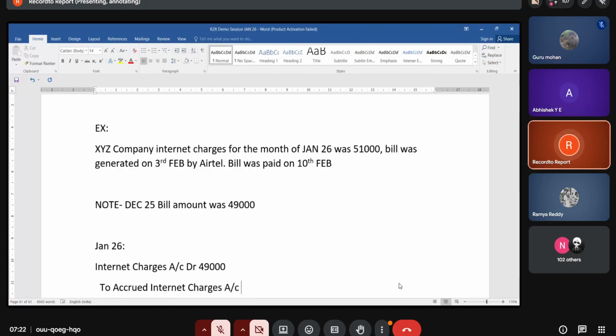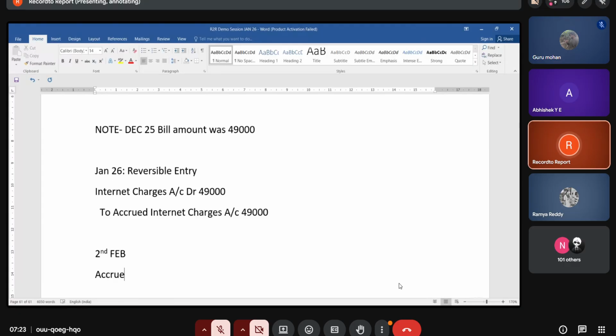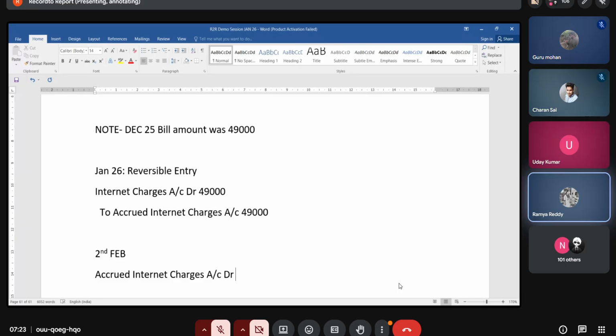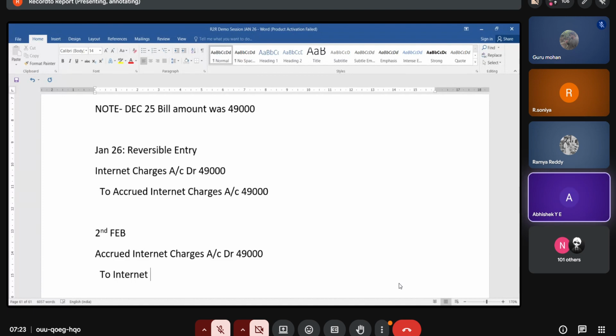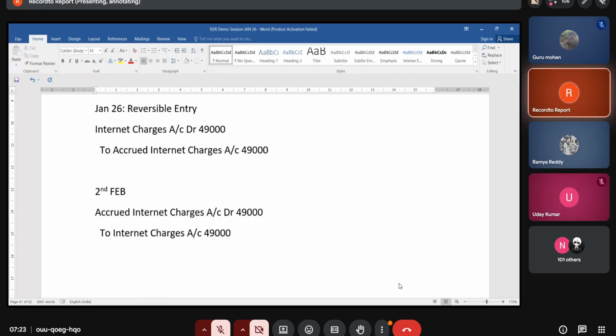So is this entry reversible or non-reversible? It's a reversible entry. If it is a reversible entry, what will happen on the 2nd of February next month? What is the entry to be done? Debit accrued internet charges account, credit internet charges account, 49,000.